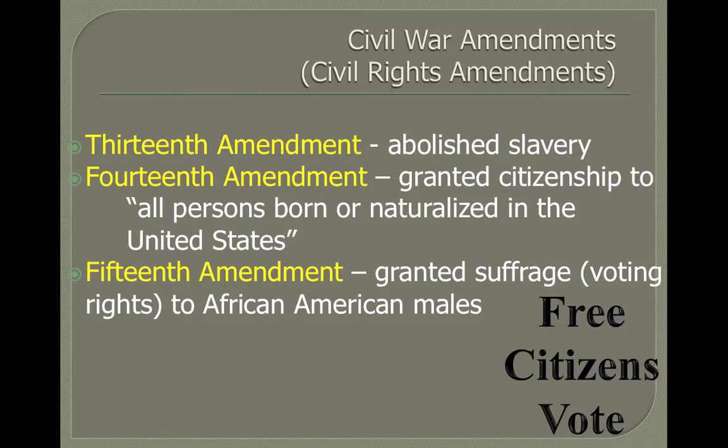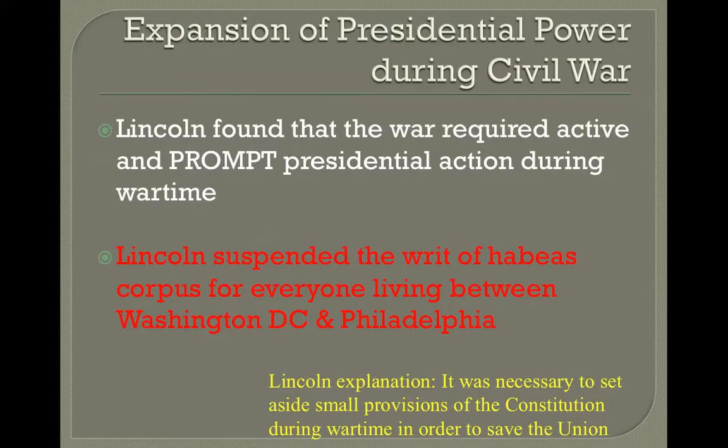You want an easy way to remember 13, 14, 15? This is what I say. Free citizens vote. 13 granted freedom, 14 citizenship, 15 allowed voting rights, but voting rights to who? Tell me. African American males. Circle the males. Now, the very next slide we have here is the expansion of presidential power. This is Lincoln. Pause it, get it down.